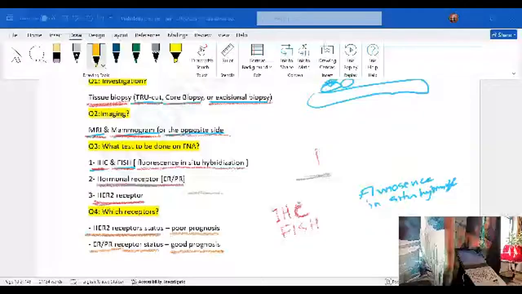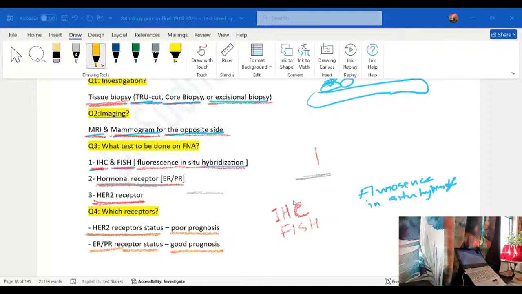What test is to be done on the FNA? We will do immunohistochemistry and fluorescence in situ hybridization, FISH. FISH for the breast, and hormonal receptors, ER, PR, and HER2 receptor. So we will do immunohistochemistry, fluorescence in situ hybridization test, and hormonal receptors like ER, PR, and HER2 receptor.